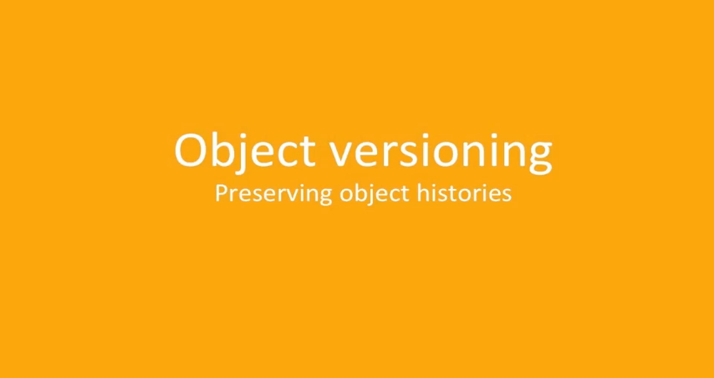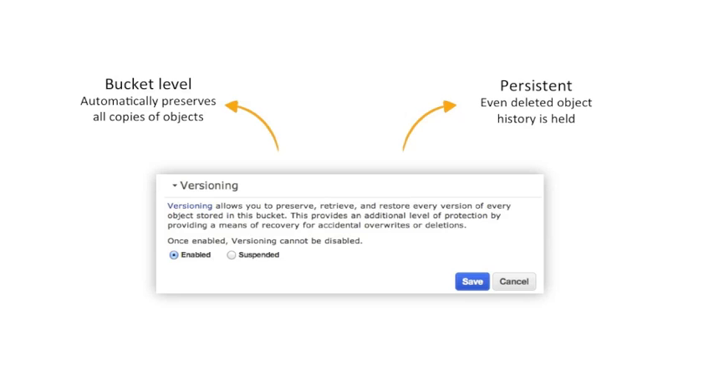Another thing that S3 does is object versioning. Because we have unlimited storage in S3, it's possible for us to keep all copies of an object that have ever been uploaded, and we can preserve object histories. By enabling object versioning at the bucket level, we will preserve all copies of objects. So if you update an object, we will create a new version and keep the old. And it's persistent even if you delete the object.